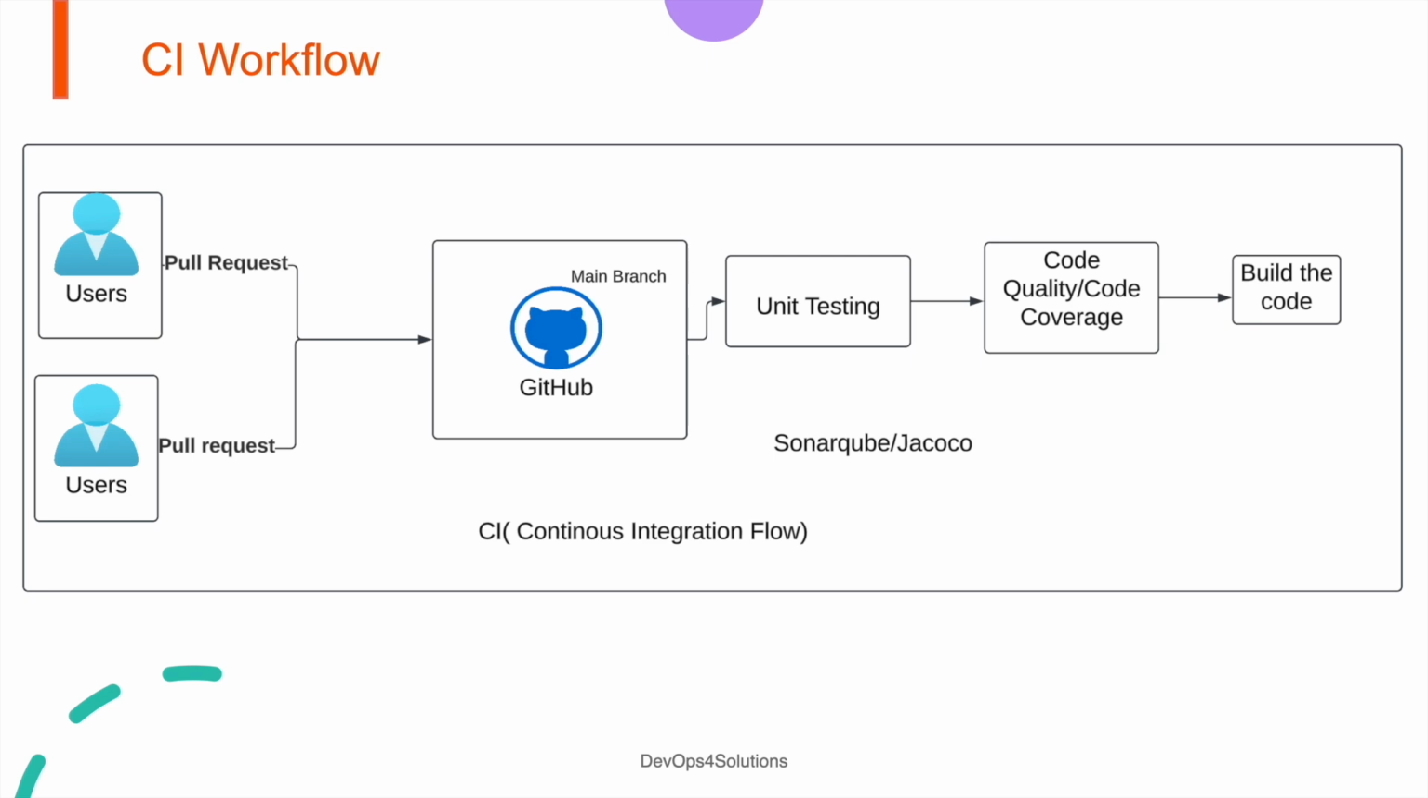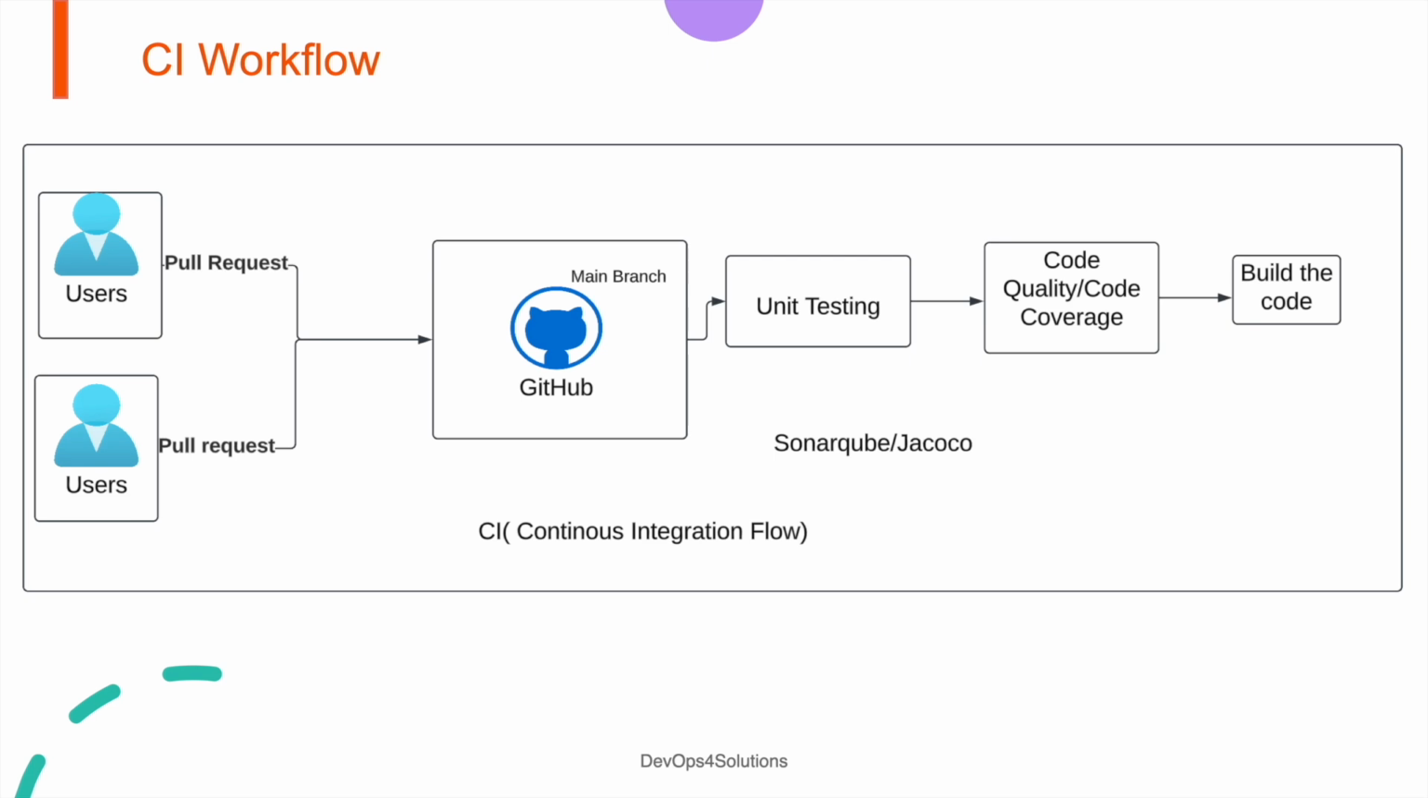So any user will just create a branch out of this and work on their part. Once they are ready, they create a pull request against your main branch, and that is where the CI workflow gets triggered. It runs the unit tests, it runs the code quality checks, and at the end it builds the code.